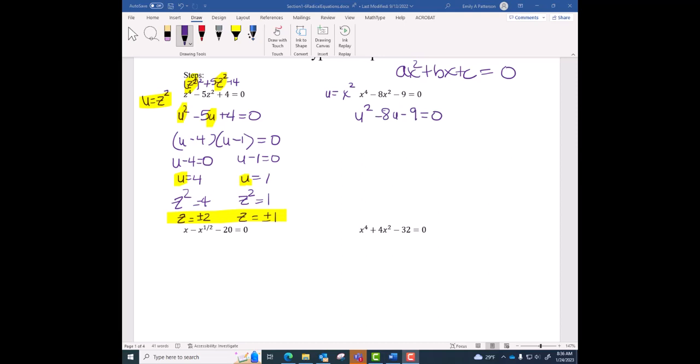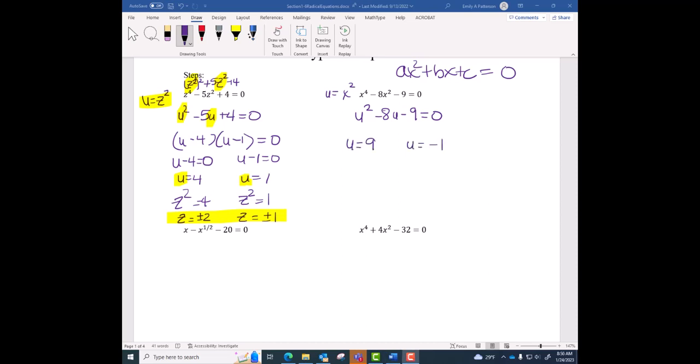And this is what we get when we put u in for x squared. So x to the fourth is x squared squared, or u squared. Then I have minus 8u instead of 8x squared, and then the 9, the constant, is still there. So pause the video and solve. I can solve by factoring, by completing the square, or by using the quadratic equation. So go ahead and solve that.